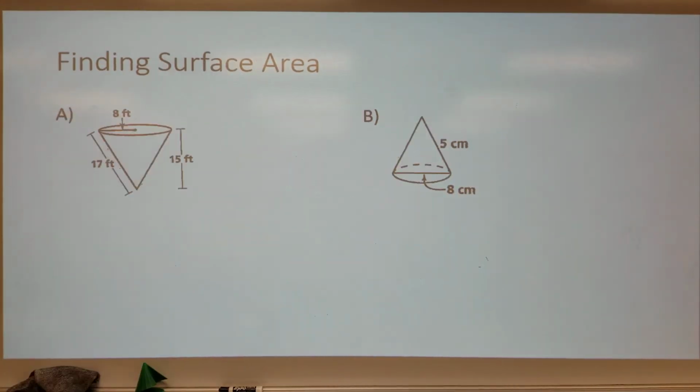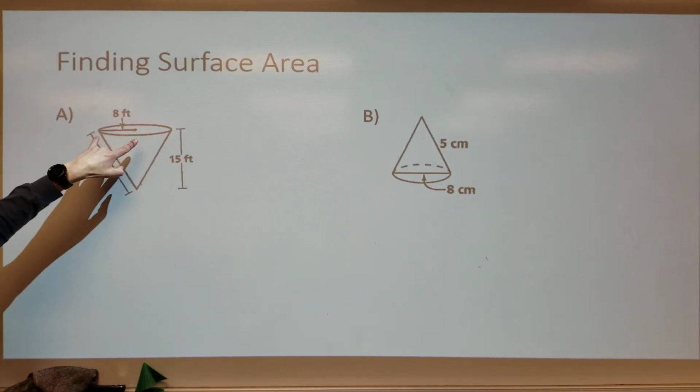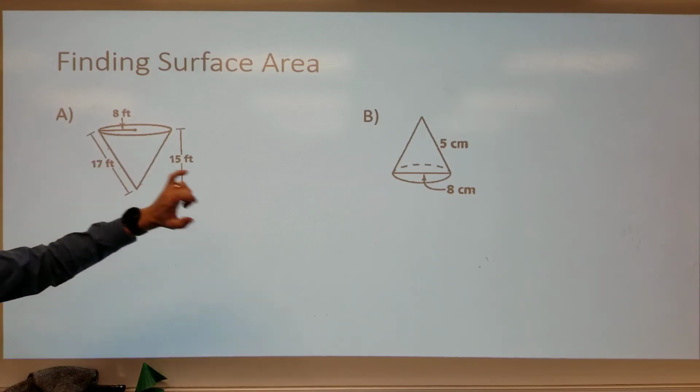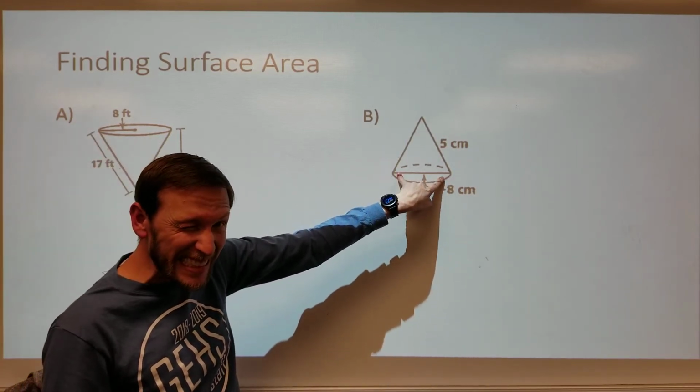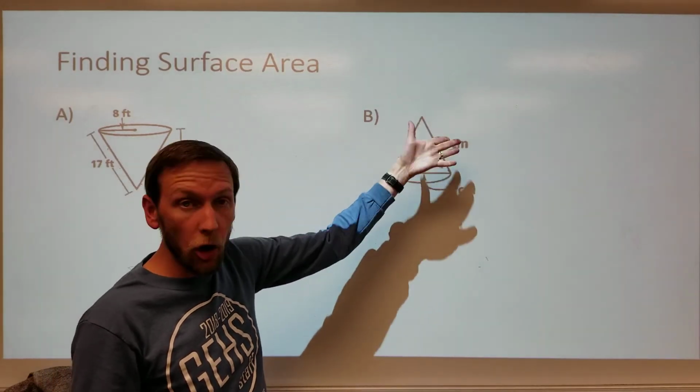So let's go ahead and actually do a couple of these. You'll notice that we have a similar situation where we are given the radius and we are given the slant height. That's awesome. Here we are given the diameter. We have to understand the radius when we're finding the area. And then we're also given the slant height.